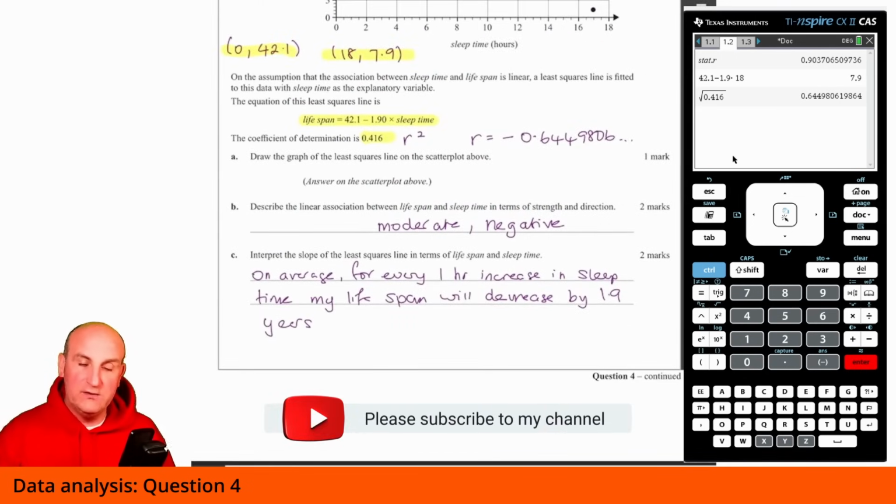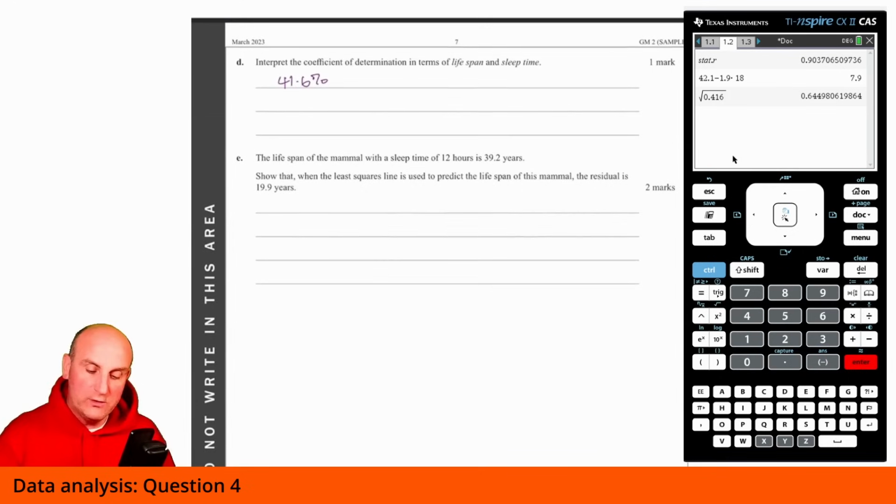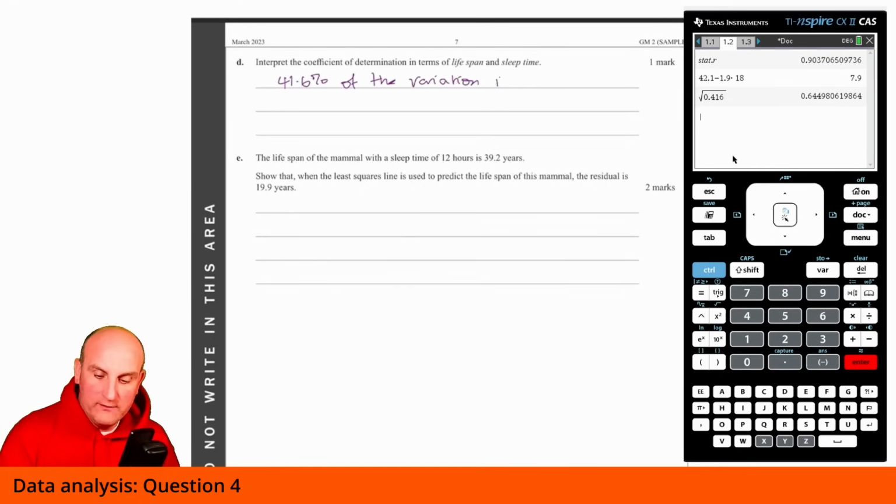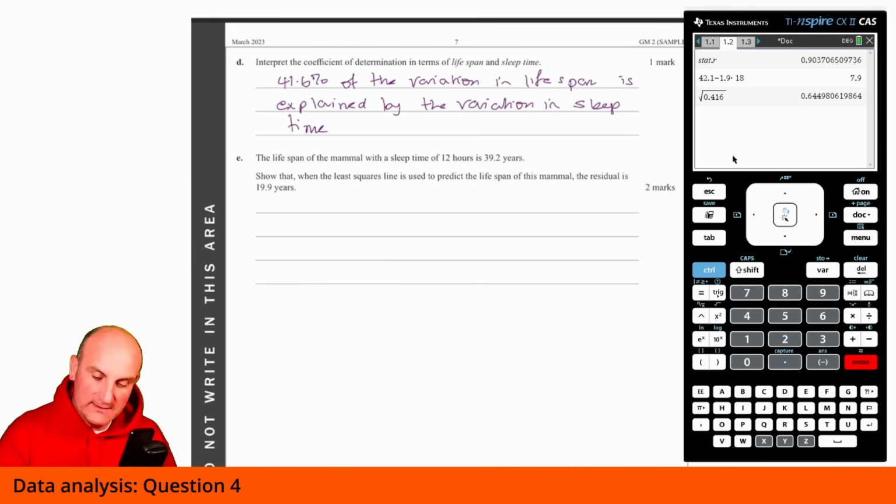Well, you take your value of r squared and you times it by 100, right? 41.6. So 41.6% of the variation in lifespan is explained by the variation in sleep time. Now, again, my handwriting is normally much better than this, but don't put the exclamation mark. The examiners won't like that at all.